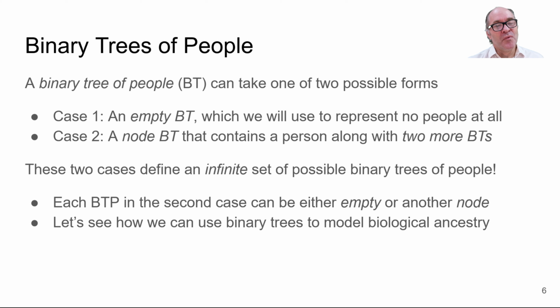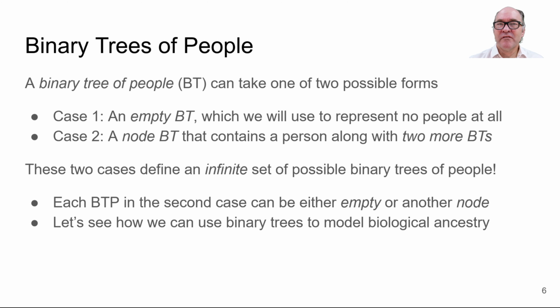So let's define a binary tree of people. And when I say define what it means to be a binary tree of people, what I'm really saying is let's define an infinite set of all binary trees of people. Now, how can we define an infinite set without writing out an infinite definition? And the answer is we use something that we're going to be calling inductive definitions. And inductive definitions are almost circular, as you're going to see right now.